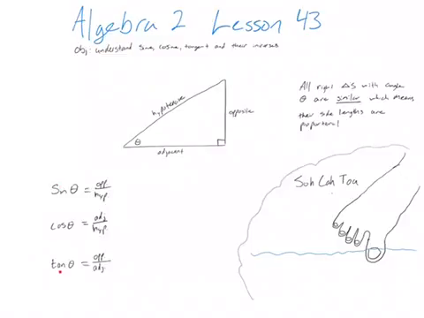Sine, cosine, and tangent. Please don't say sin, cos, and tan. It makes you sound uneducated and silly. I said silly so I wouldn't have to say stupid. So sine, cosine, and tangent.